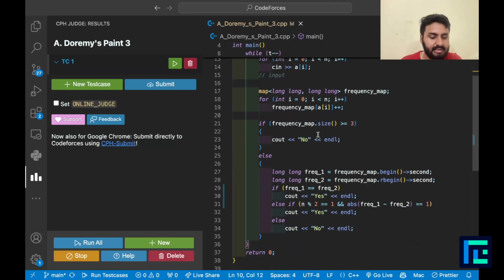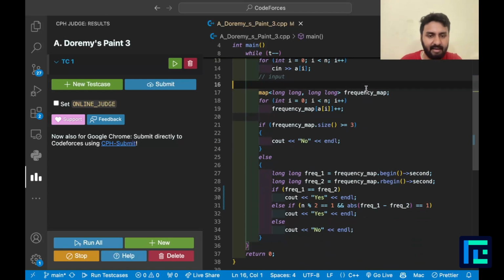Now I have something interesting. I have a map, that's the frequency map, of course. I'm using a frequency map because it's much easier to maintain frequencies. First I'll create my map, and I'll just insert a[i] plus plus. That's basically creating frequencies of every number in the given array.